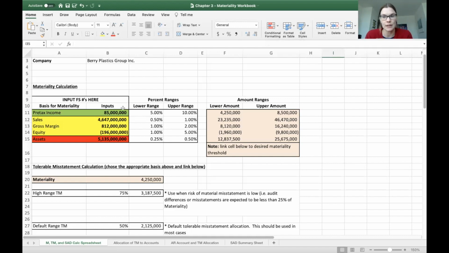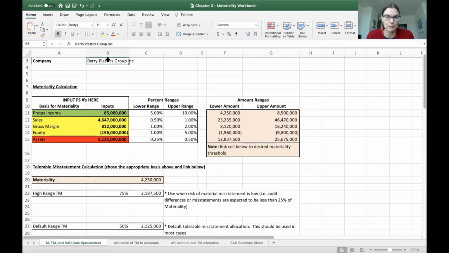So this provides us with a helpful example of the different types of materiality that we can walk through together. So for this company, Berry Plastics Group, Inc., that's who we're auditing, input into here are various numbers representing their income, sales, GM, equity, assets, and here you can calculate the lower and upper end of the range. So if you want to do this at 3%, you can. And this gives us the various materiality ranges using the different benchmarks.